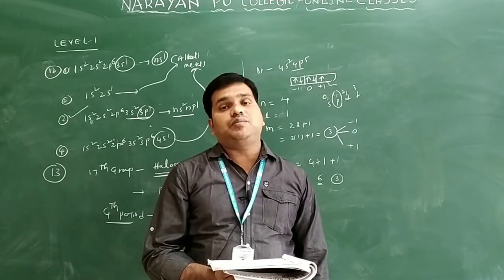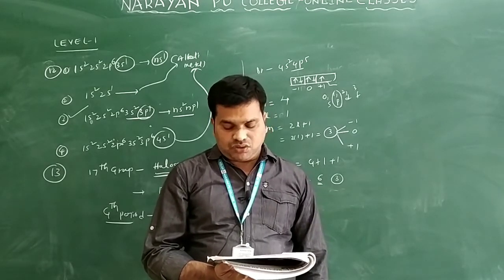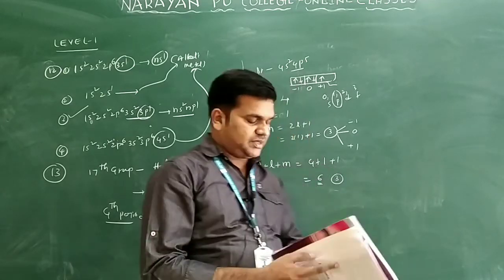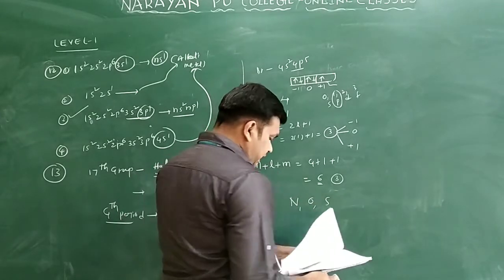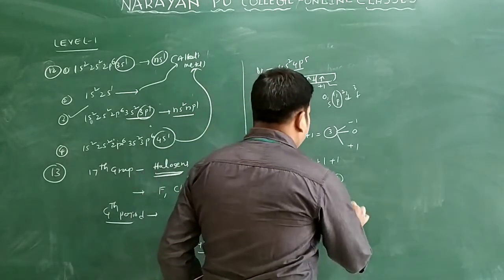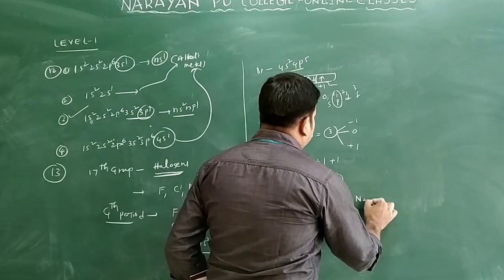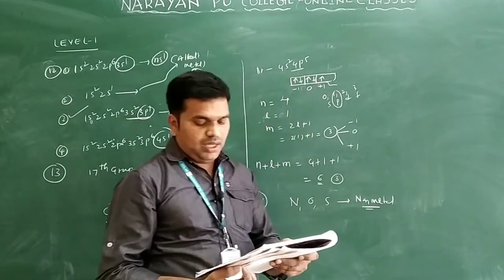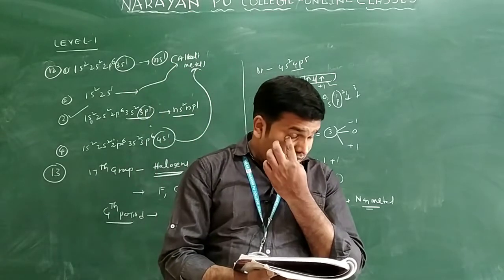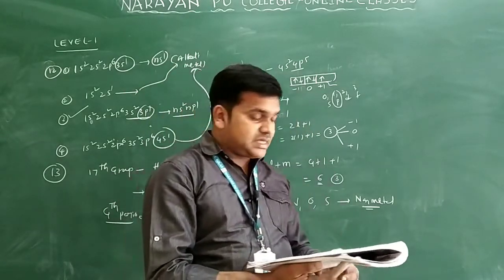Come to the third option. What is the third option? Nitrogen, oxygen and sulfur. Nitrogen is there, oxygen is there, and sulfur. These are non-metals only, so they are found in elemental form in nature. What is your answer? Nitrogen, oxygen and sulfur only.